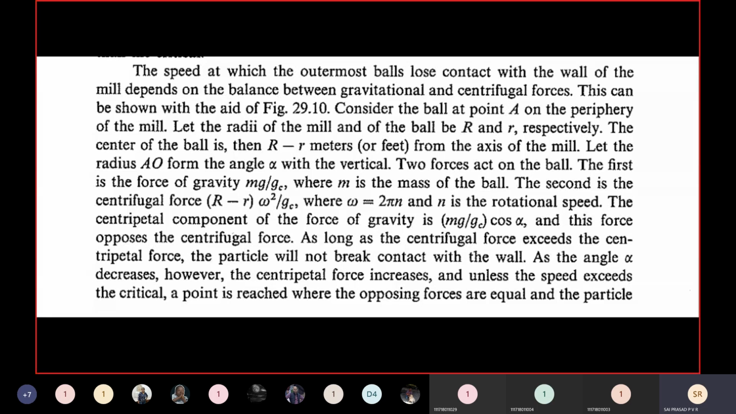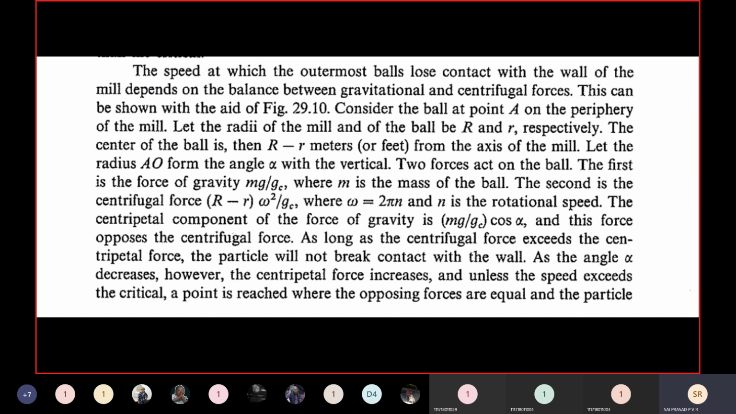Two forces act on the ball. The first one is the force of gravity, mg by gc, acting always in the downward direction, where m is the mass of the ball. The second one is the centrifugal force, given by this formula, where omega is equal to 2 pi n and n is the rotational speed of the machine. So first we are going to measure the rotational speed, and with the help of rotational speed we will find omega, and once we know omega, v is equal to r omega. That is how we are going to get the value of velocity.